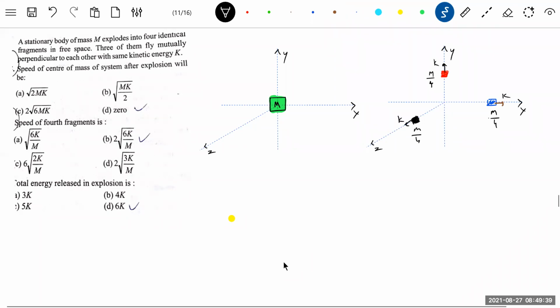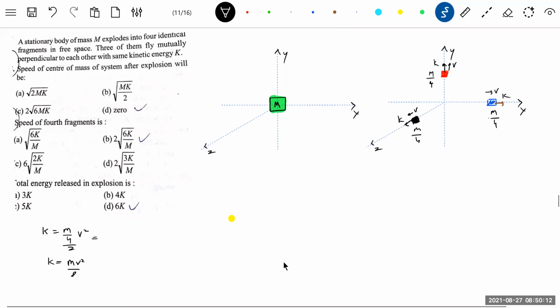Because of kinetic energy, they will have momentum. How are kinetic energy and momentum related? So they will have the velocity V, V, V. For kinetic energy, I should not show direction. So what is the kinetic energy equal to? m by 4 by 2 V square. This was the basic idea. So this will become mv square by 8.